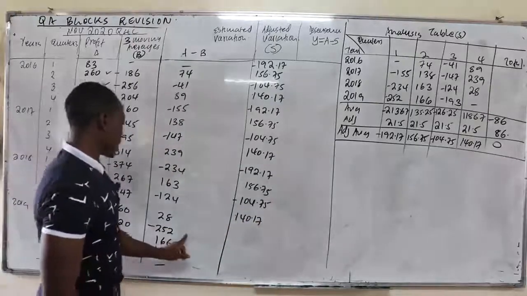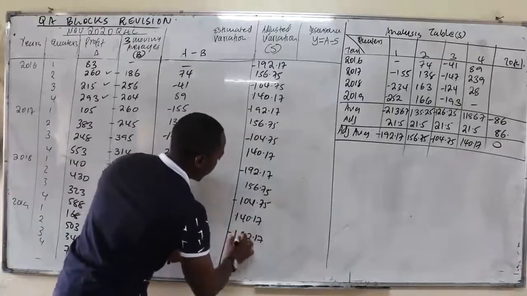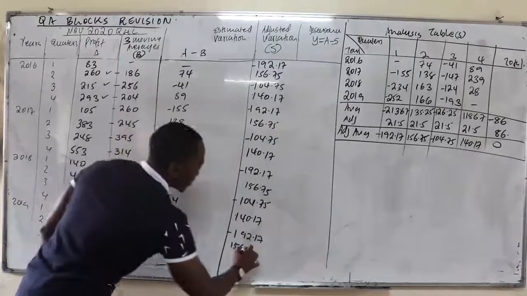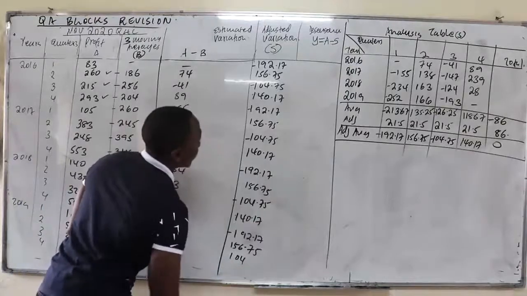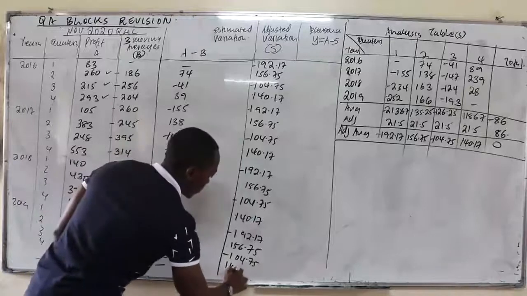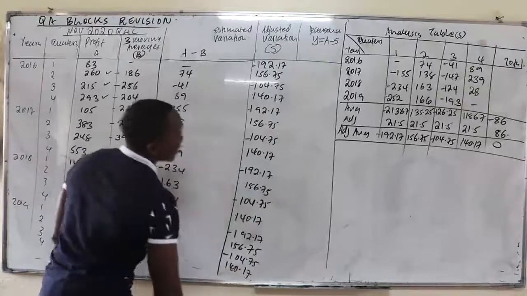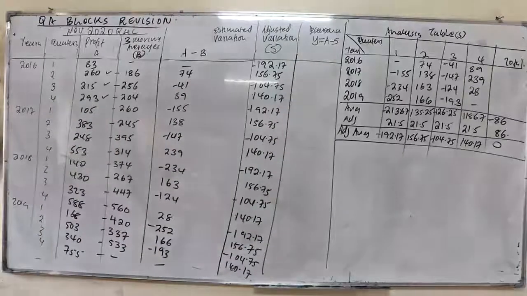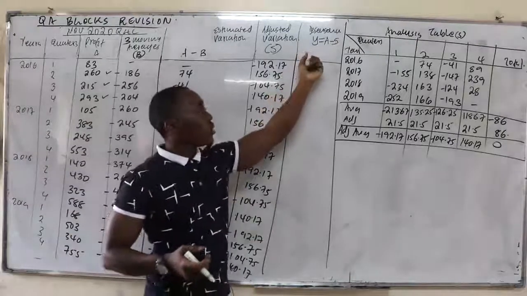2019, so quarter one we have 192.17 negative, we have 156.75, then we have 104.75, last we have 140.17. And now with the adjusted variation, now you can get the deseasonalized. So how do we get the deseasonalized?